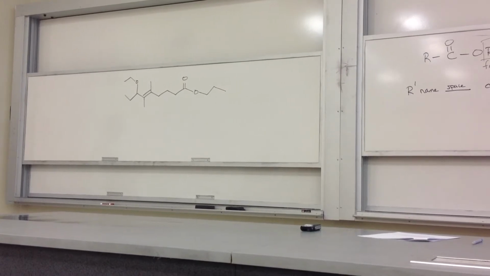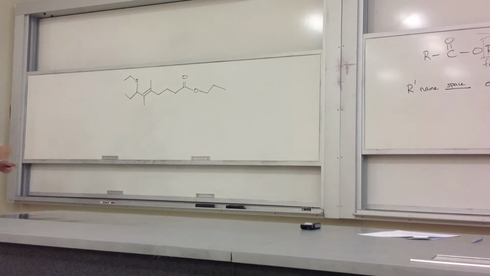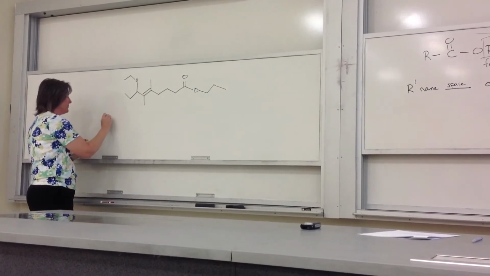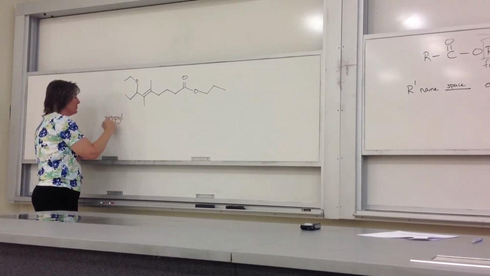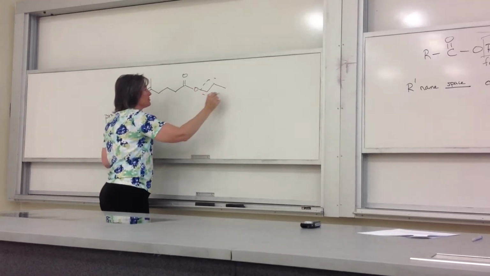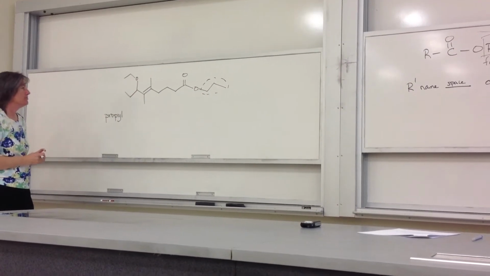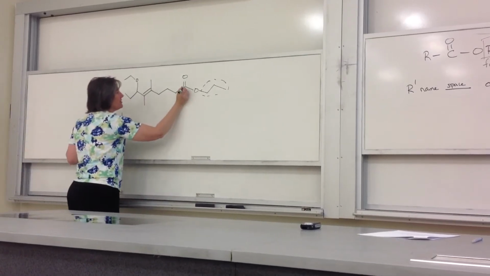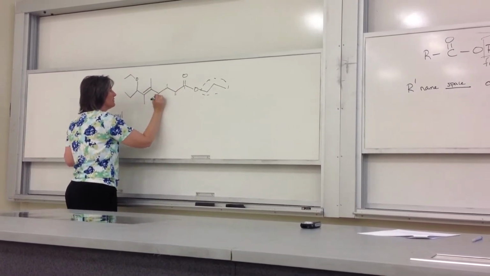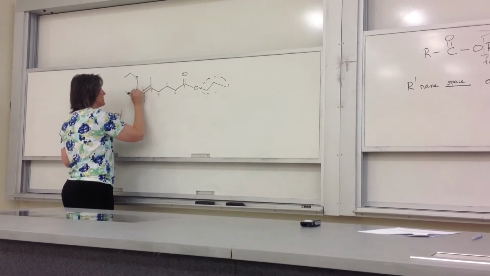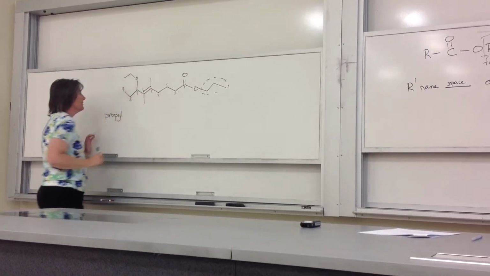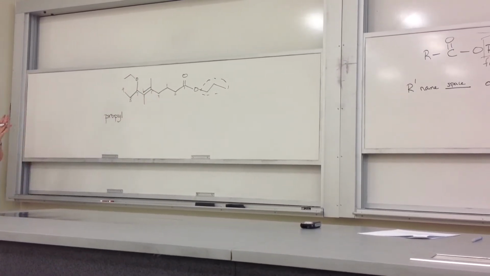All right, what is the very first word in the name? Propyl. So the propyl is just signifying this group. That was easy. The rest of this is a little bit tougher, but not too bad. Start numbering here. It's 5, 6, 7, 8, 9, or 9 carbons.